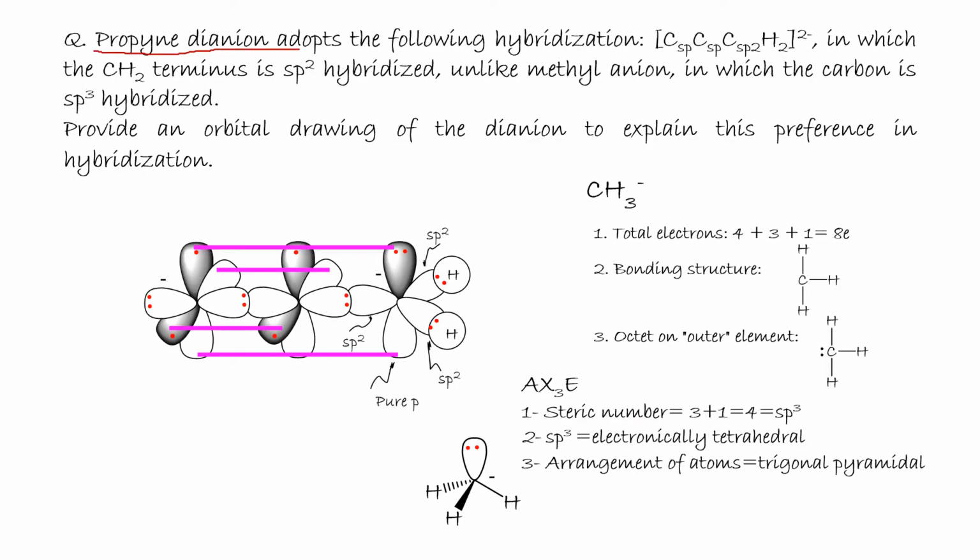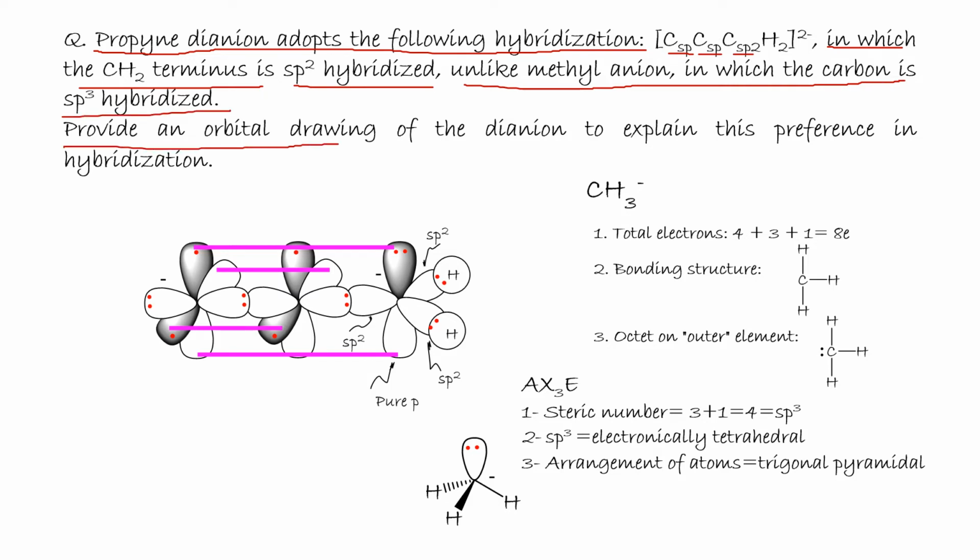Propyne dianion adopts the following hybridization: carbon sp, carbon sp, carbon sp2, in which the CH2 terminus is sp2 hybridized, unlike the methyl anion in which the carbon is sp3 hybridized. Provide an orbital drawing of the dianion to explain this preference in hybridization.